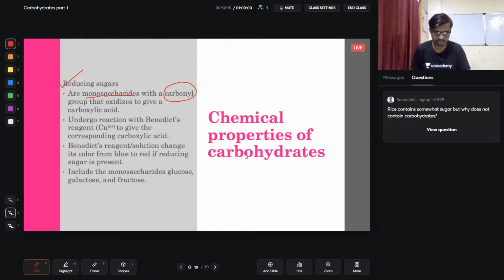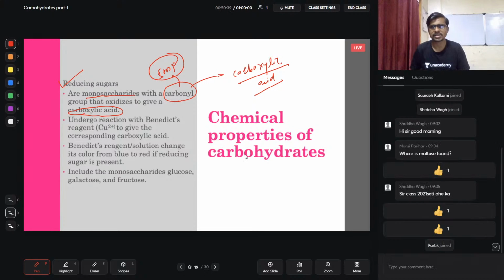Keep in mind, it is very important to understand that a reducing sugar is one that oxidizes to give the carboxyl group. So your carbonyl group always oxidizes to give rise to the carboxyl group, the carboxylic acid. If this situation is present in the carbohydrate, you can say it's a reducing sugar. Reducing sugar means a sugar in which such a conversion of carbonyl group to carboxylic acid happens, and such sugars we call reducing sugars.